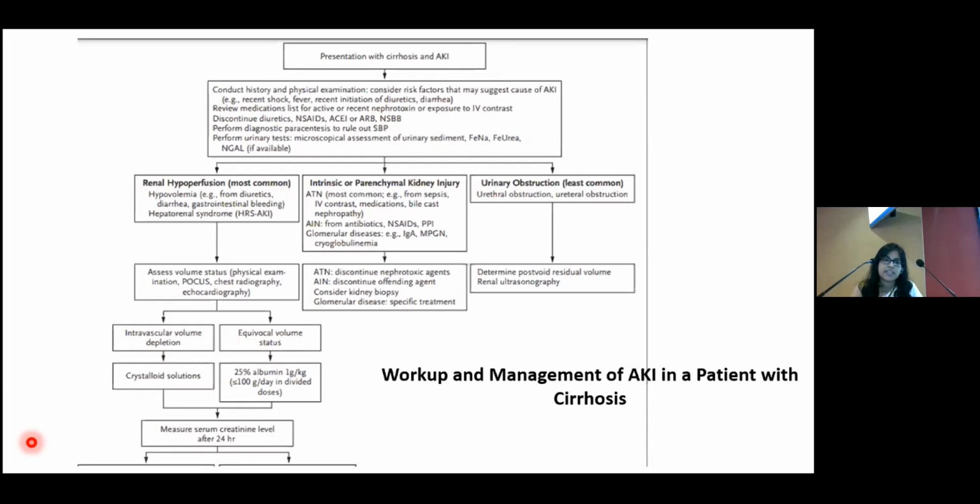And if the patient is dehydrated, you have to hydrate the patient using a crystalloid. And even if this cirrhotic patient is euvolemic, the recommendation is to achieve a fluid volume expansion by using 25% albumin, at 1 gram per kg dose. The maximum dose is less than 100 gram per day in divided doses. Then you have to repeat the creatinine in 24 hours.